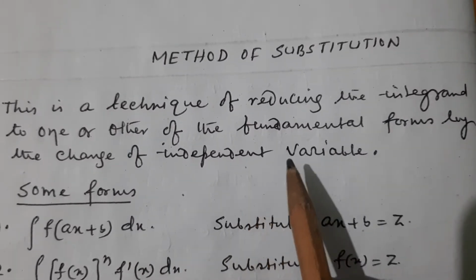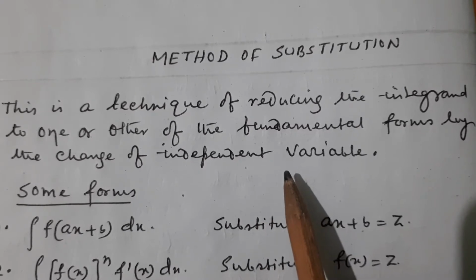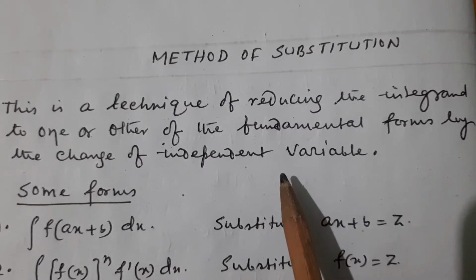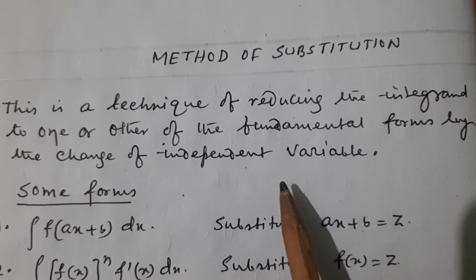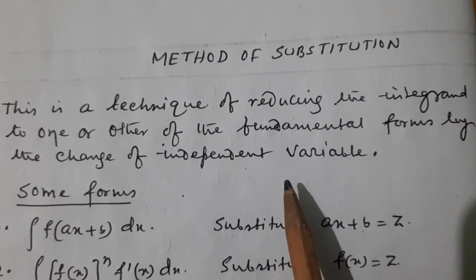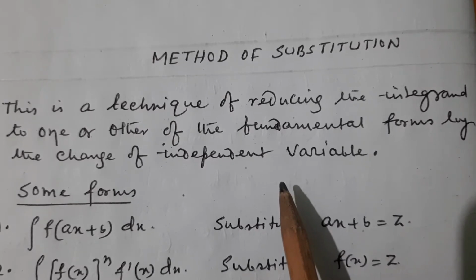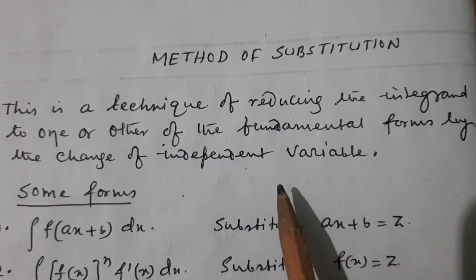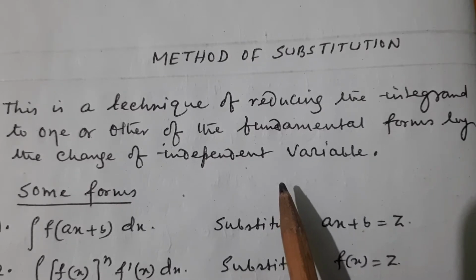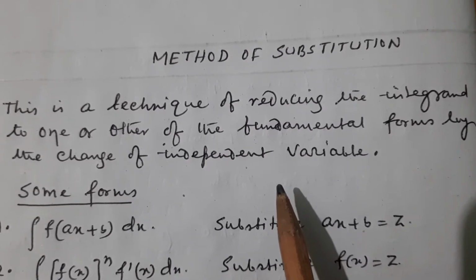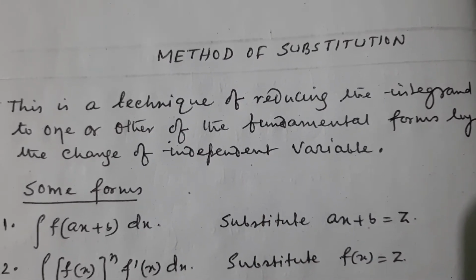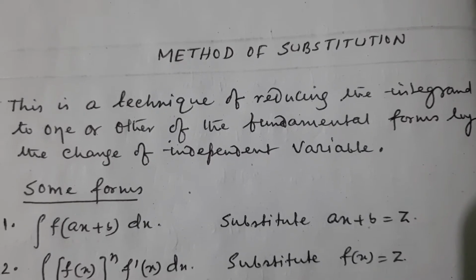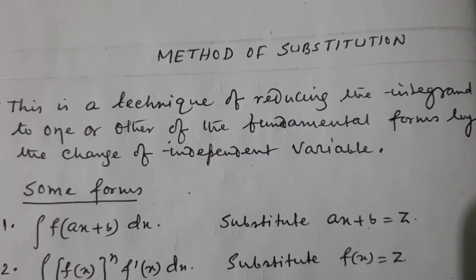That means to say that if the integrand is complex, then we can substitute in such a way that that particular integrand must convert to the fundamental forms that we have already discussed in the first lecture of indefinite integral. In this chapter, we also learn some standard forms of indefinite integral.